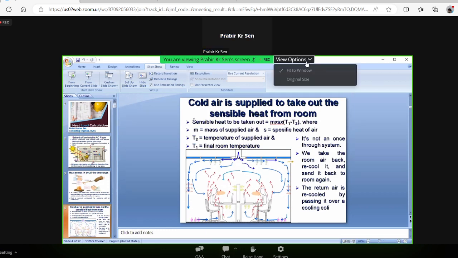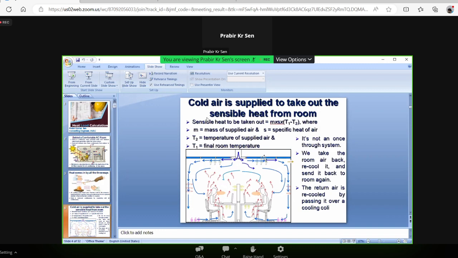So if we know how much is the sensible heat within the room, and we know the specific heat of air, and we know both T1 and T2, we can find out how much air we can supply. So if we can find out what is the sensible heat, we can find out how much cold air we should supply in the room.